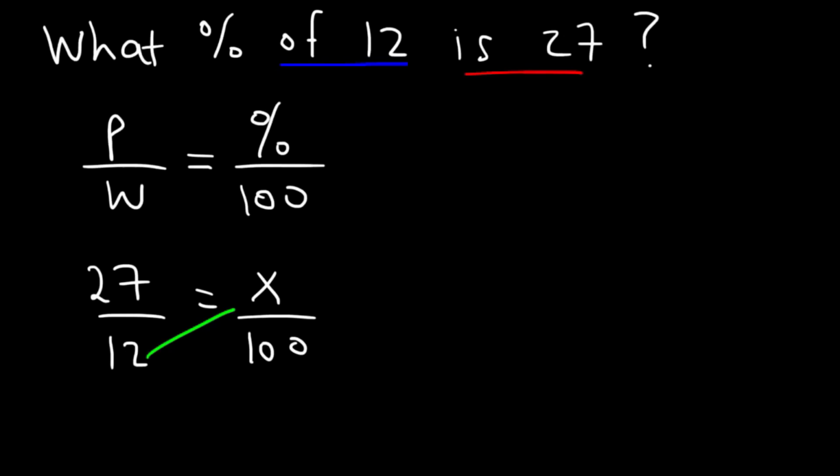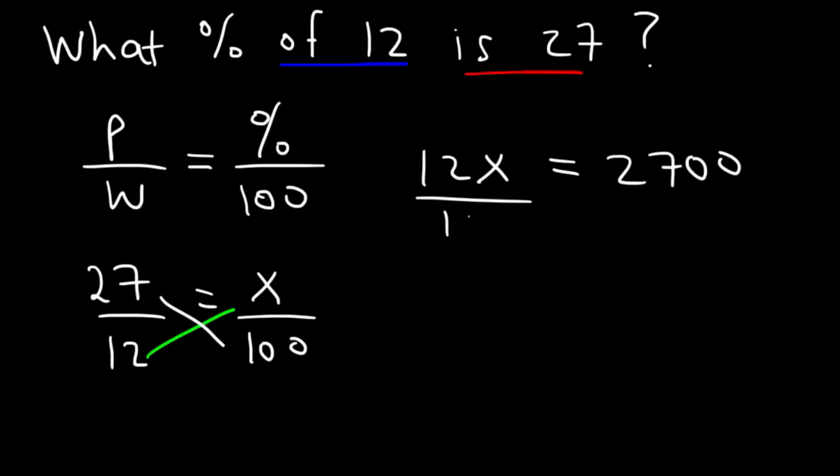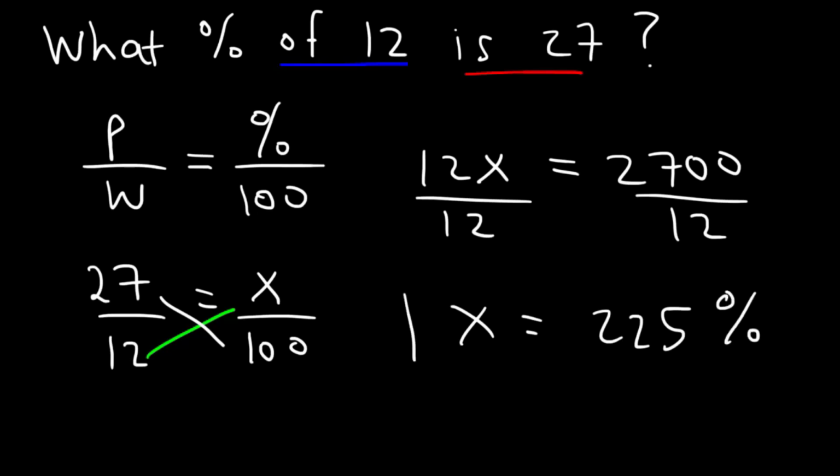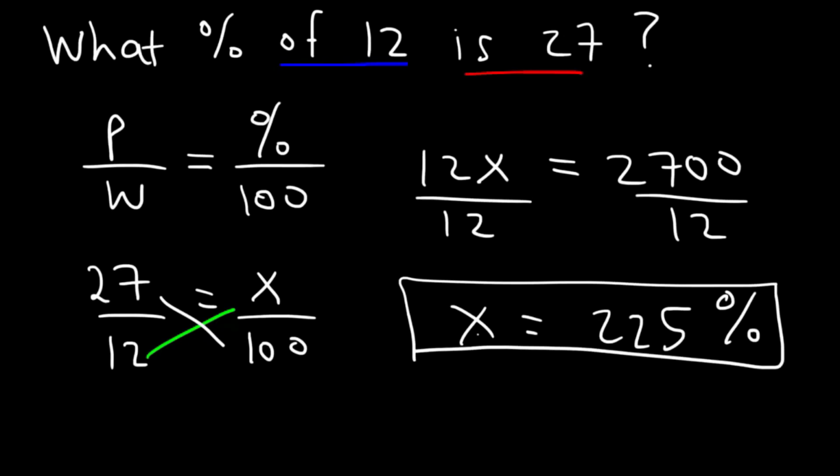So what we have is 12x, after cross multiplying, is equal to 27 times 100, which is 2700. Now all we need to do is divide both sides by 12. And then this is going to give us the answer. So 2700 divided by 12 is 225. So 27 is 225% of 12. And so that's how you could read the sentence if you want to. But that's the answer. Now the second thing that we need to talk about is how to find the part. This question is going to illustrate it.